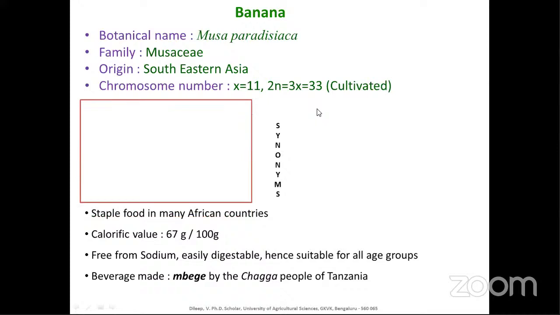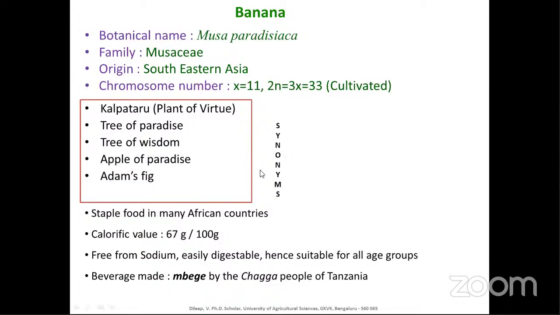And one of the important things that we should know is the synonyms of banana. It is called by several names, that is Kalpataru. Its meaning is plant of virtue, that means whatever we ask, it will grant. What is Kalpavriksha? Coconut. In plantation crops, Kalpavriksha is coconut. Vriksha means a big tree, and Taru refers to plant. Banana is a herbaceous monocot plant. Coconut is also a monocot, but by growing habit, banana is the plant of virtue called Kalpataru, and coconut is called Kalpavriksha. It is also called tree of paradise, tree of wisdom, apple of paradise, Adam's fig, and also antique fruit crop. So you have to remember all these names.